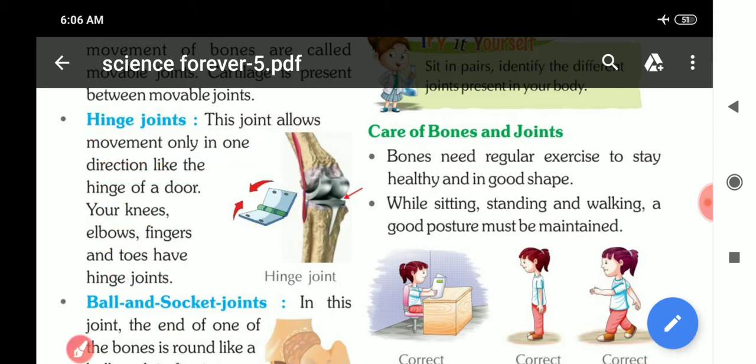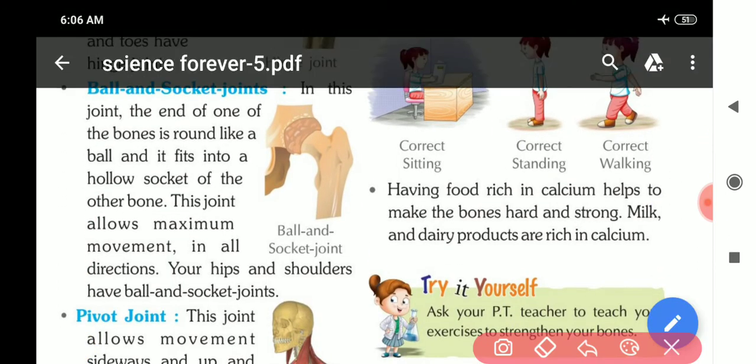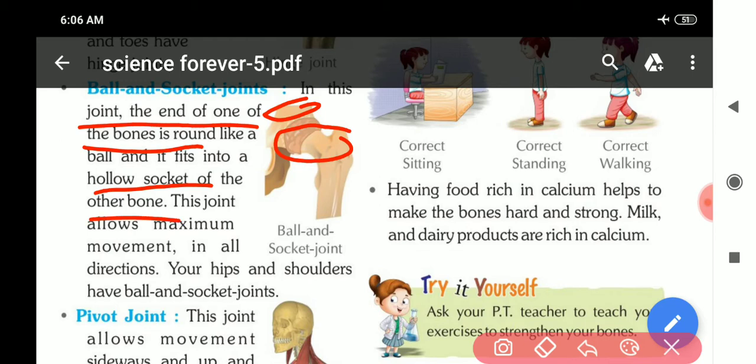Now, the second type is the ball and socket joint. In this joint, the end of one of the bones is round. See, this is the bone and the end of this is round, and it fits into a hollow socket of the other bone. This is the other bone having a hollow within it, into which the ball of the other bone fits. This joint allows maximum movement in all directions. So maximum movement is present in ball and socket joints.